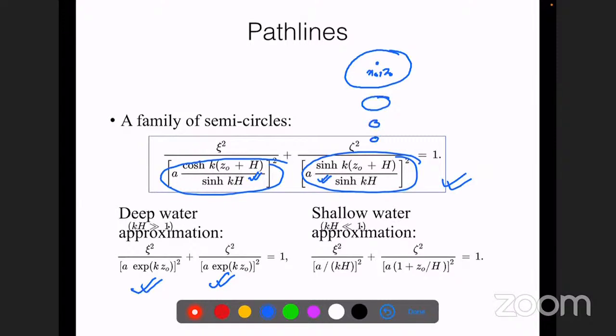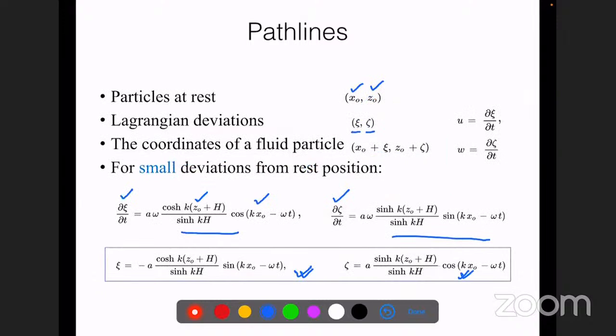Now, this is an approximation. We started out by saying that we are approximating the velocity field by writing it exactly at its initial location. Now, that's not exactly true, because the right-hand side is a function of the instantaneous coordinate.